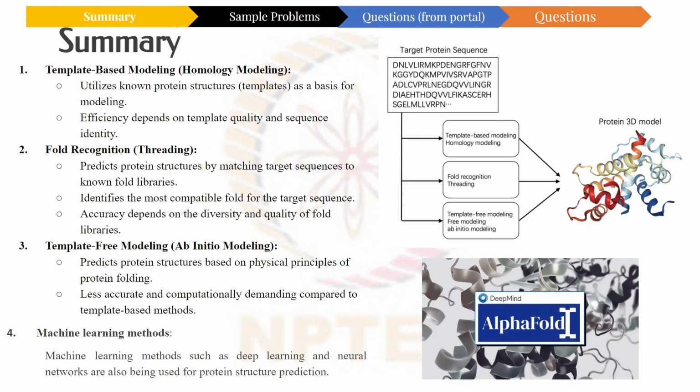Then we have threading. The method uses an algorithm to search a library of protein structures for the best match of the target protein sequence. This threading algorithm generates a model by aligning the template structure to the target structure and then refining it using ab initio. And here, these methods predict the protein structures by matching target sequences to known fold libraries. So they won't match the complete sequence. Here they match a part of a sequence. Then they identify the most compatible fold for the target sequence.